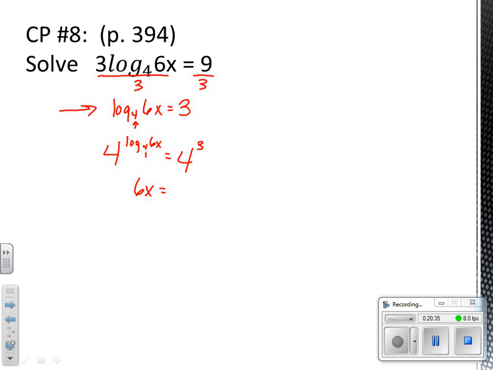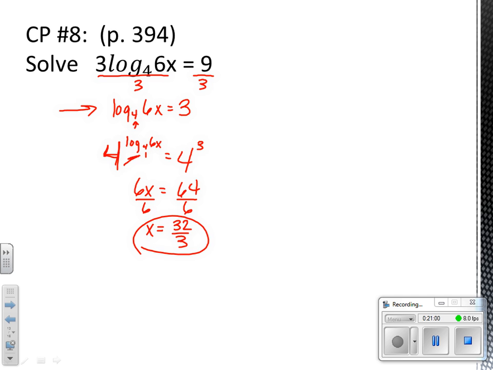Okay, so I'm playing with those properties. I noticed the little 4 in my beginning statement, so that's why I chose the big 4 to put out front. Once these two 4s match, I can use my property and come up with the 6x. 4 to the third power, of course, is 64. Divide both sides by 6. X is equal to 32 over 3.